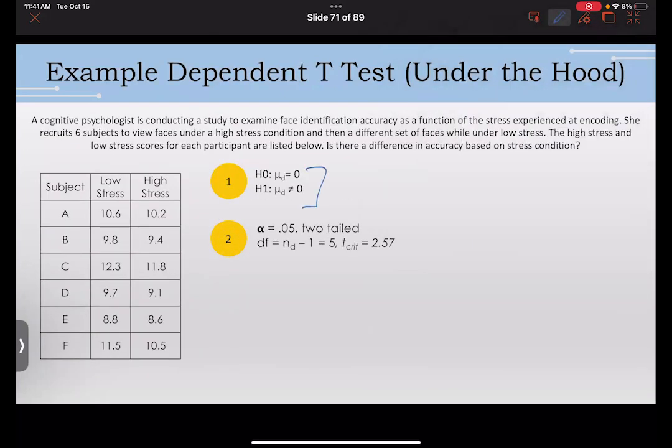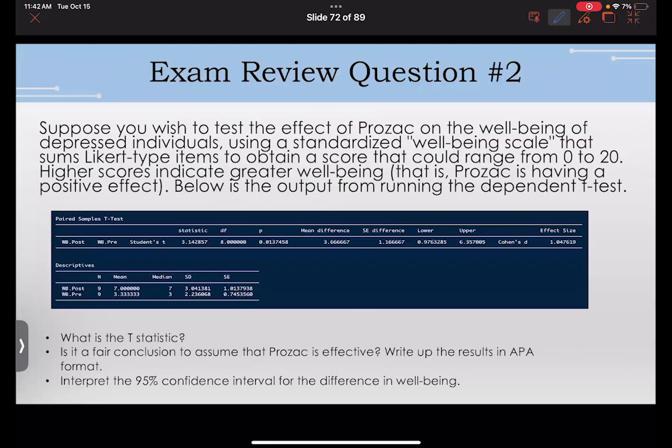Be really careful about what your null and alternative hypotheses are for independent t-tests and dependent t-tests. A reminder that for a dependent t-test, it's one parameter, the mean difference. The null is that the mean difference is equal to 0. For an independent t-test, the null is that the mean parameters are the same, equal to each other. All of that is in the slides I told you to review carefully.